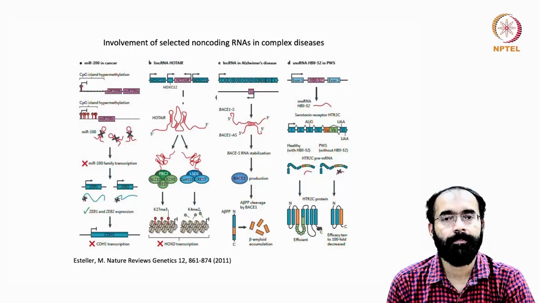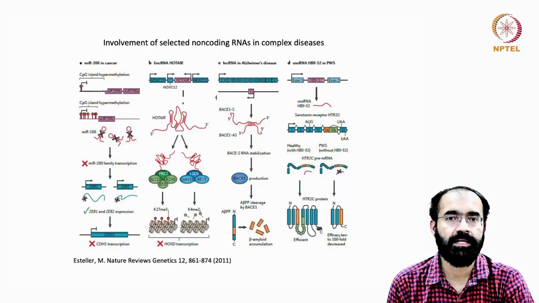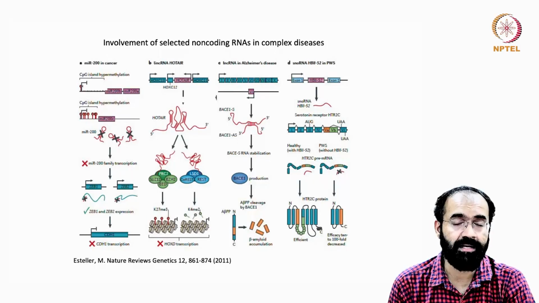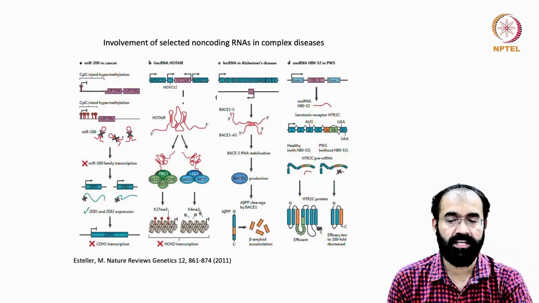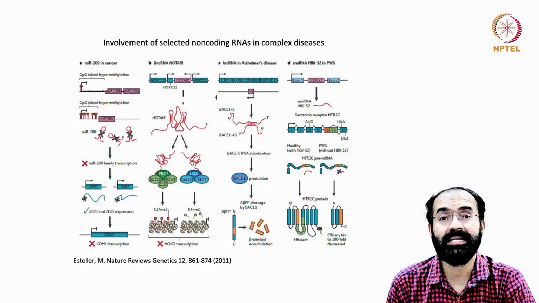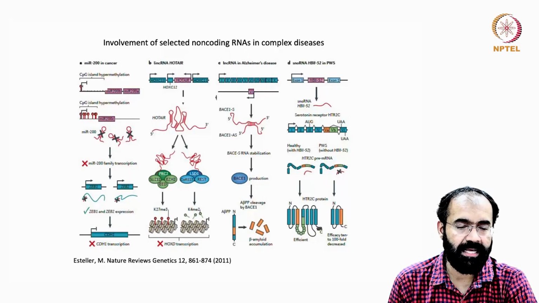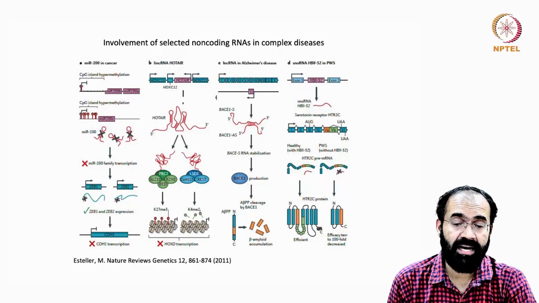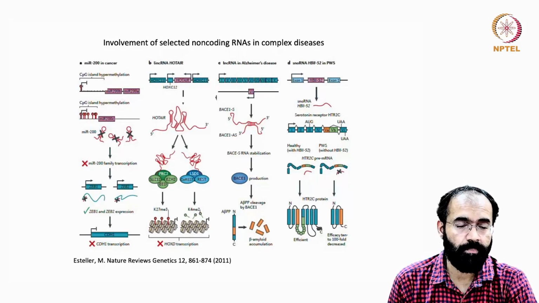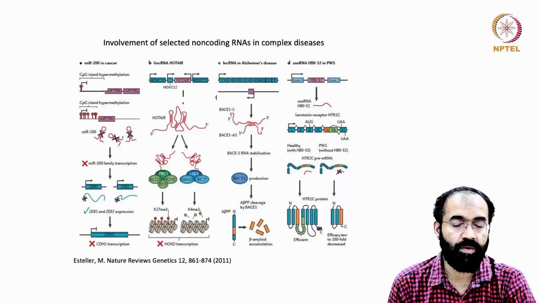So now let us see this cartoon. It's a dense panel, but you can see the involvement of selected non-coding RNAs in complex disorders. Like you have MIR200 in cancer, ncRNA HOTAIR, and ncRNAs in Alzheimer's disease, and snoRNA in Prader-Willi syndrome, PWS. So now let us see how it is working.